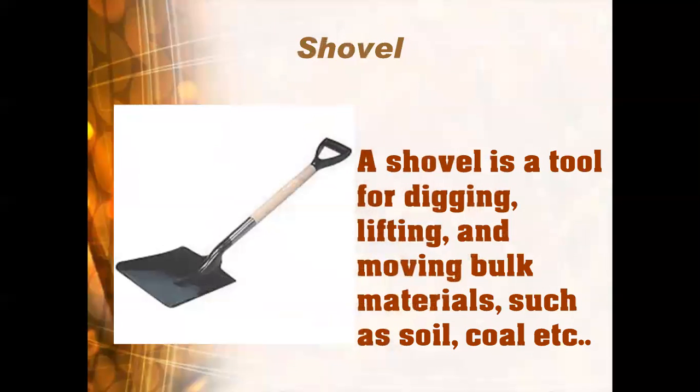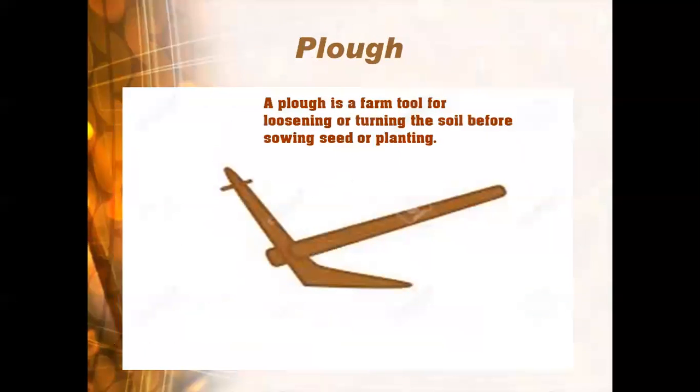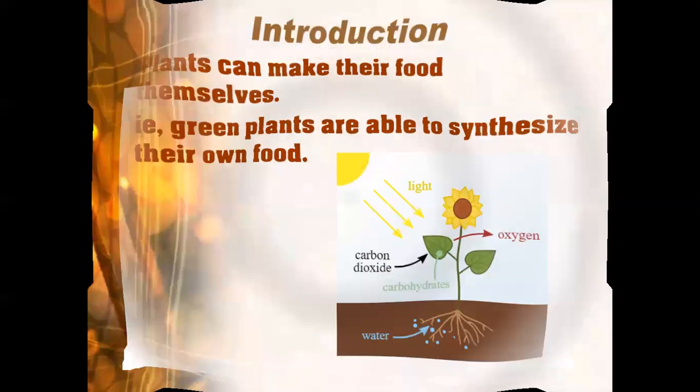Then, the third tool they saw in their uncle's garden was shovel. Shovel is a tool that is used for digging, lifting, and moving bulk materials like soil, coal, etc. from a garden. Then, the next tool is plow. A plow is a farm tool that is used for loosening or turning the soil before sowing seed or planting. So, these were the tools that Paheli and Bujo saw in their uncle's garden.